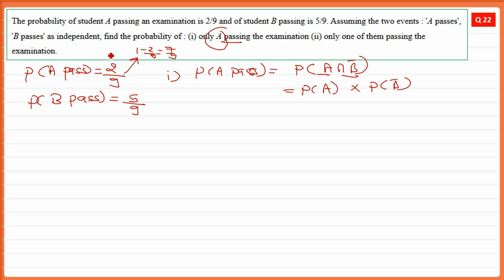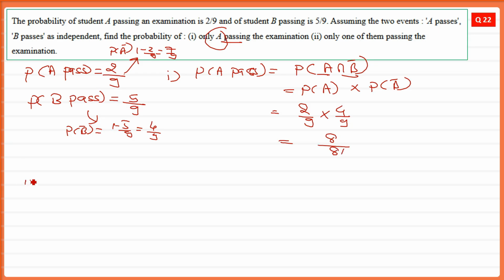I'm writing it here only. Call it as P(A'). How about P(B')? P(B) is given 5 by 9. P(B') is 1 minus 5 by 9. That is going to be 4 by 9. In P(A), we are going to write 2 by 9. P(B'), we have just computed, 4 by 9. So this is going to be 8 by 81.